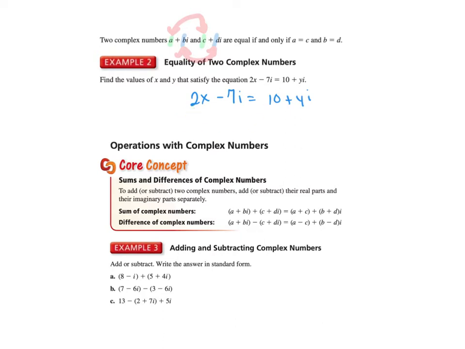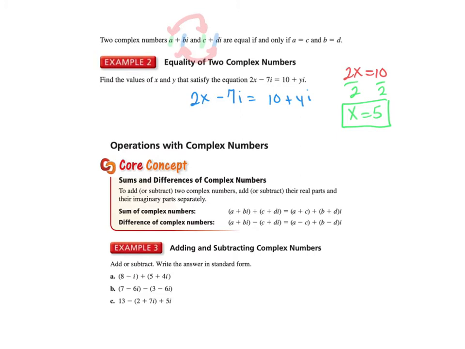So we're going to set up a small little equation. So 2x must equal 10 for this to be true. So we're going to divide by 2. So x must equal 5. So there is one of the answers for that. Okay, if that's true, the real number part will be equal.